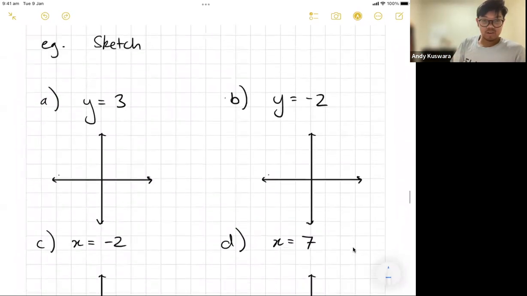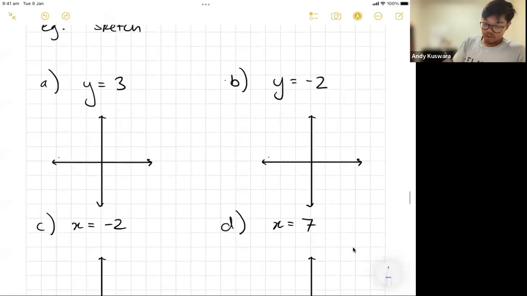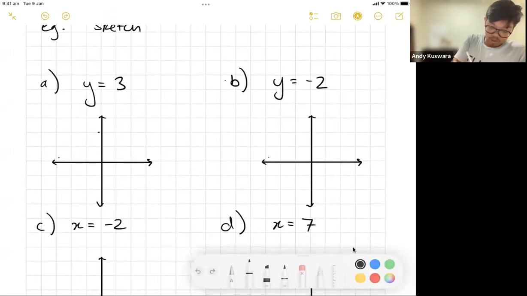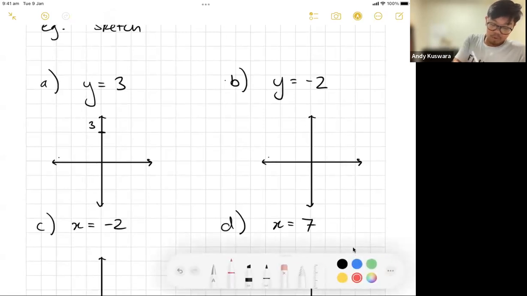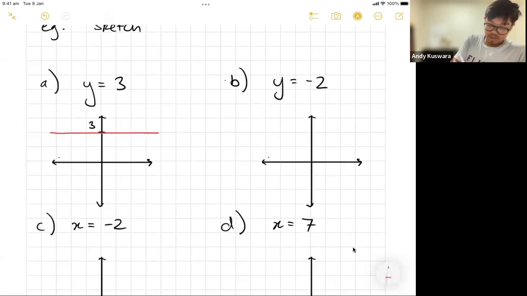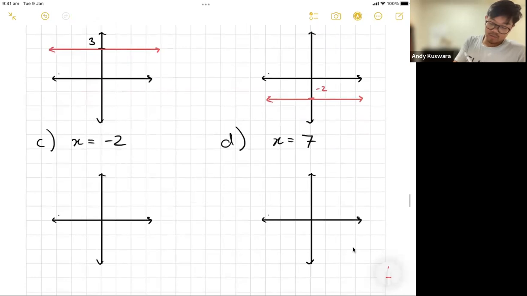Okay, so let's take a go here. We're just going to sketch y equals 3. I'm going to find y equals 3 on my y-axis, and then I'm just going to draw a line straight through. That's my line. If y equals negative 2, then negative 2 is down here, and my line will just look a little bit like this. Nice and horizontal. Now, if x equals negative 2, then minus 2 will be somewhere here. That there would be your x equals negative 2.